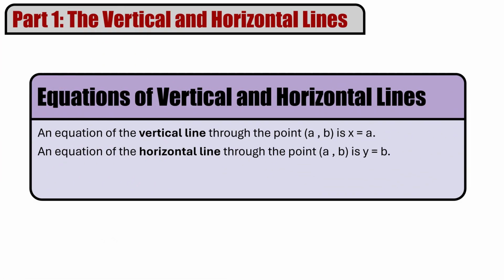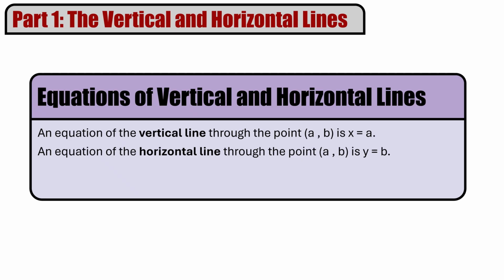A vertical line goes straight up and down. Every point on the line has the same x value. So if the line goes through the point (a, b), the equation of the vertical line is simply x equals a. This means x never changes, it always stays equal to that number.